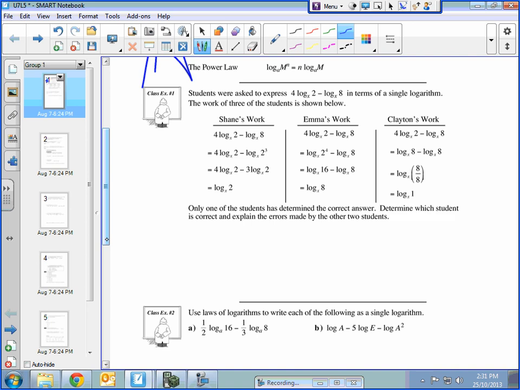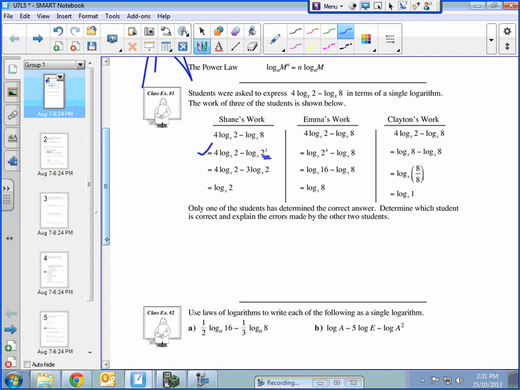4 log of 2 base x minus log of 8 base x. So they're saying 4 log of 2 base x minus log of 2 cubed base x. All they did here was change 8 to 2 cubed. Is everyone okay with that? You don't have to rewrite 8 as 2 cubed, but we're just checking their work. It's right, right? Okay. All we're doing is changing 8 to 2 cubed. This is right. Check mark.